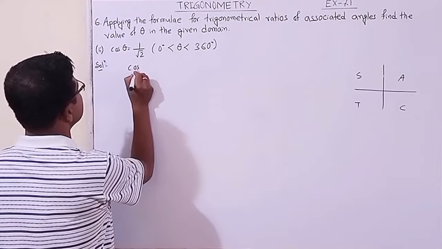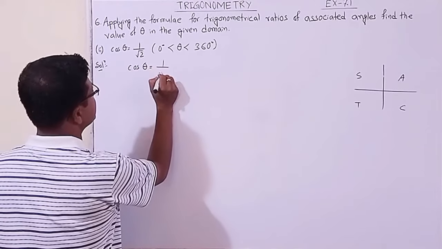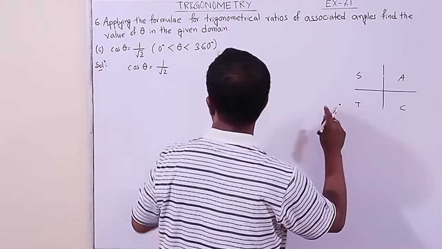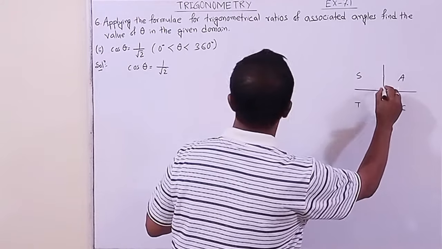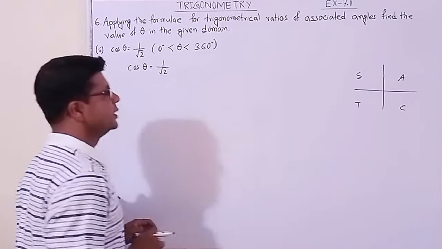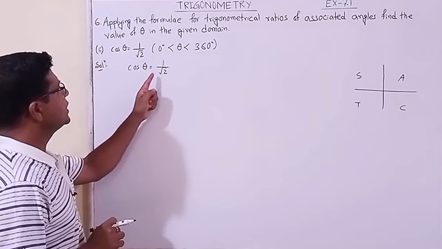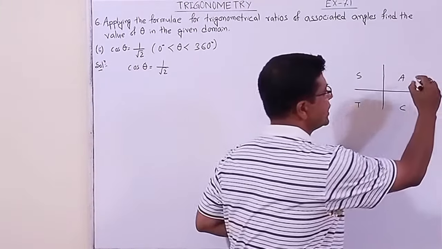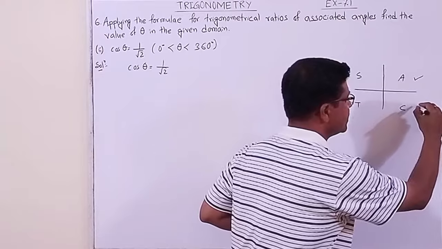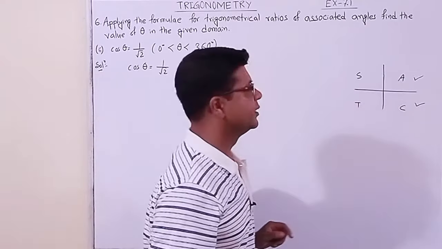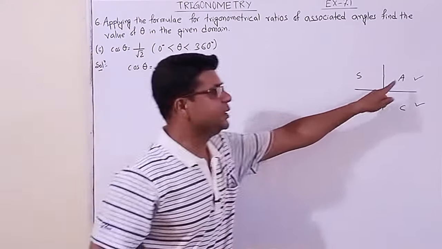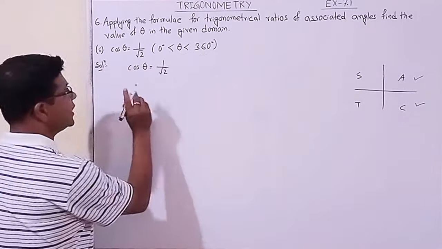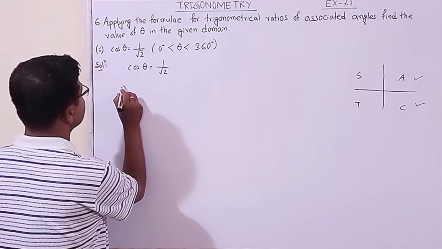Cos theta is equal to 1 by root 2, and theta lies between 0 and 360 degrees. That means within this range, cos theta lies. Now here cos theta is positive. In which quadrant is cos theta positive? Cos theta is positive in the first quadrant and also in the fourth quadrant. So we have to take these two cases only, because here cos theta is negative, and here also it is negative. So we will get two values of theta. That is the main point.